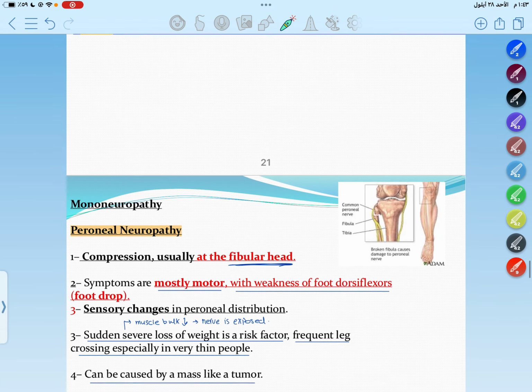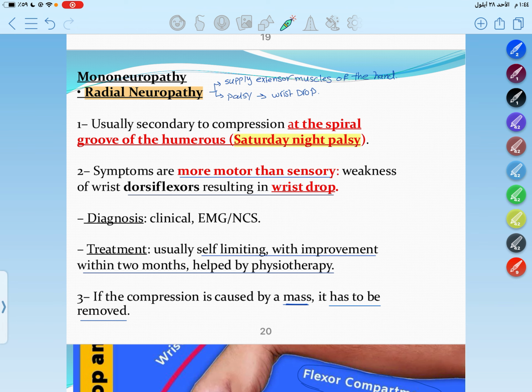He is sitting on a chair asleep, and then pressure, and that will be wrist drop. And the diagnosis is clinical, of course, plus EMG and nerve conduction. And the treatment is usually self-limiting, no problem, with improvement within 8 weeks, 2 months. Physiotherapy, of course. Now, if the compression is caused by a mass lesion, you have to excise the mass.